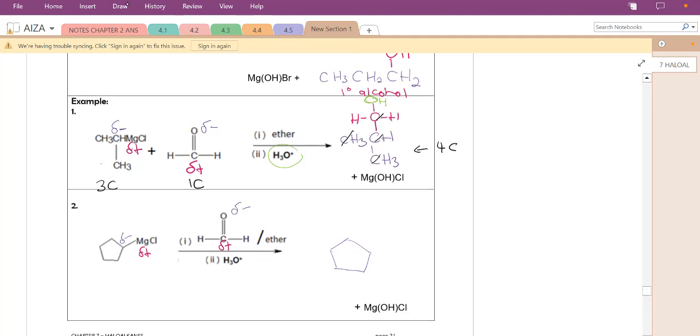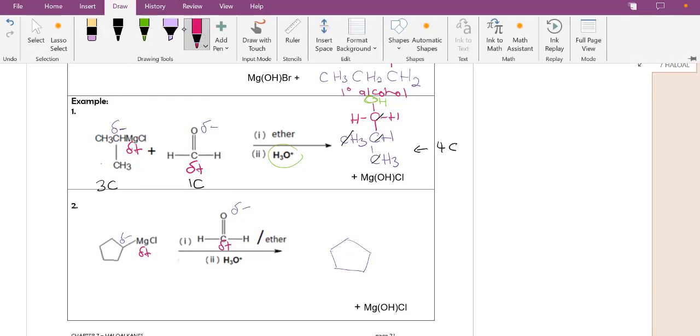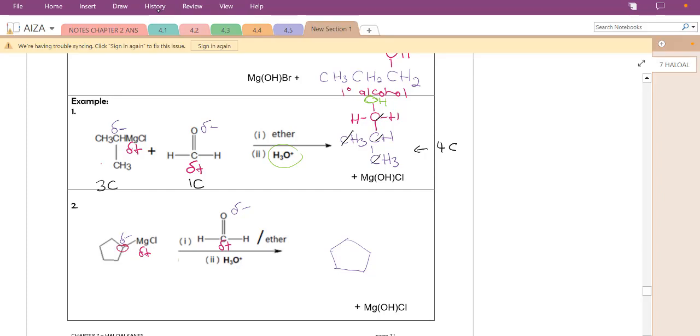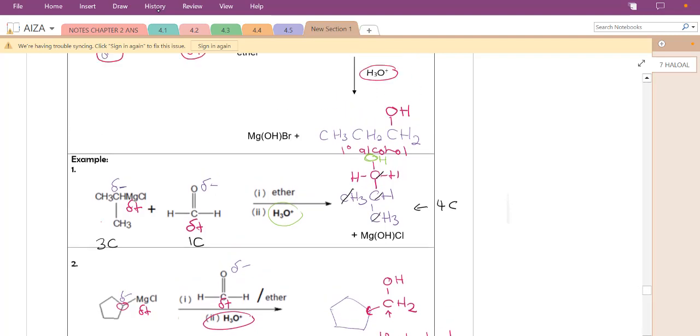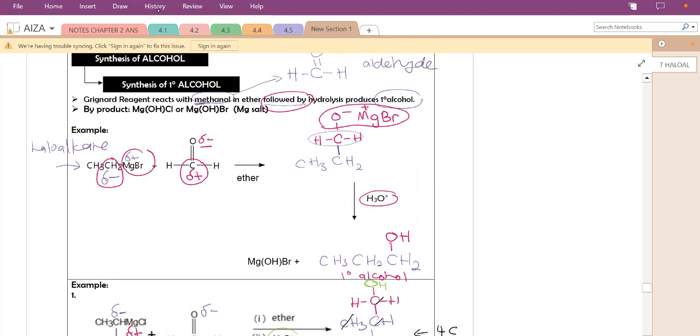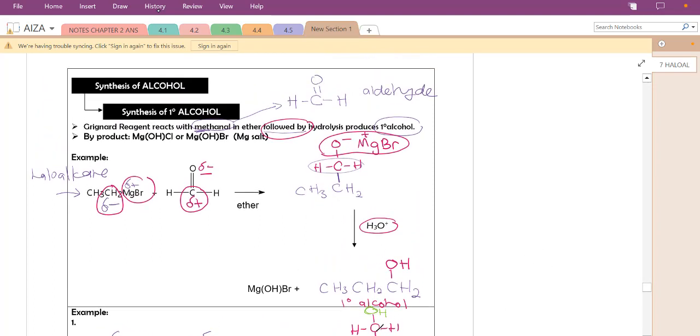Okay, so another example, carbon delta minus combined with carbon delta plus. So, O minus MgCl plus. After hydrolysis, it will become OH. So this is primary alcohol because carbon that attached to hydroxyl group, that carbon only attached to one carbon. So nak produce primary alcohol memang hanya boleh react dengan metanal sahaja.